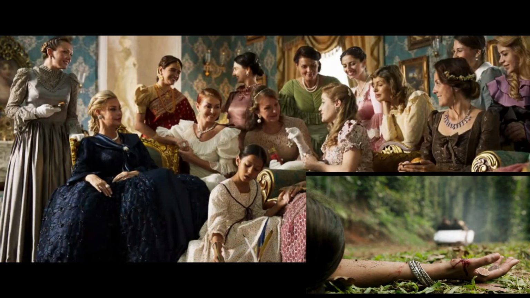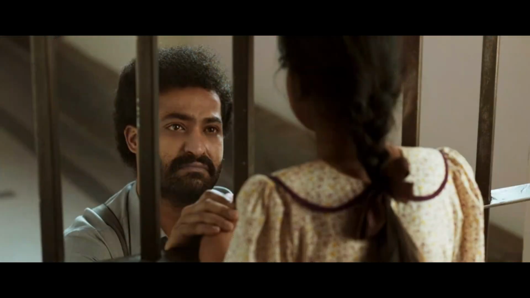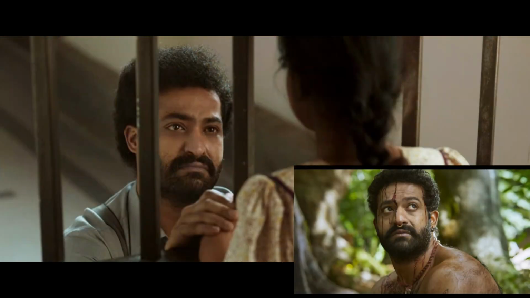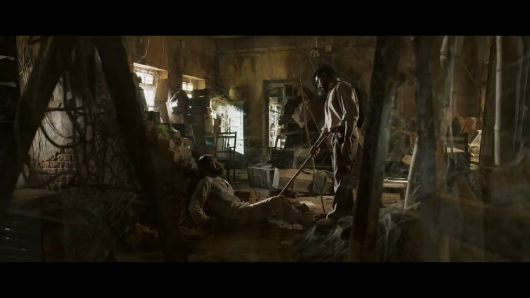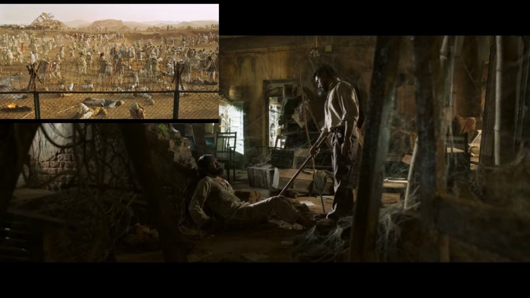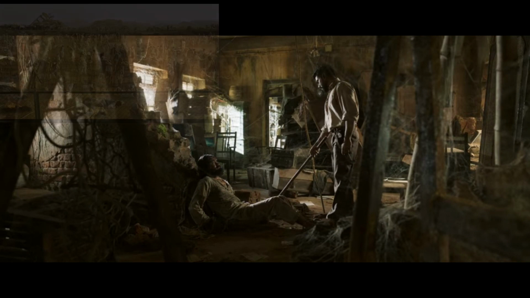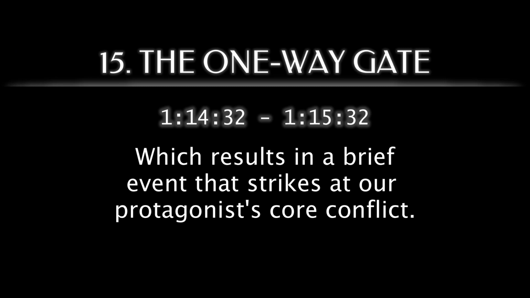Then Molly echoes through the compound instead of the Act 1 wilderness. Beam's Act 1 rescue mission now shifts into Phase 2, and Rom's Act 1 brutality is revisited, but one on one. Which results in a brief event that strikes at our protagonist's core conflict.